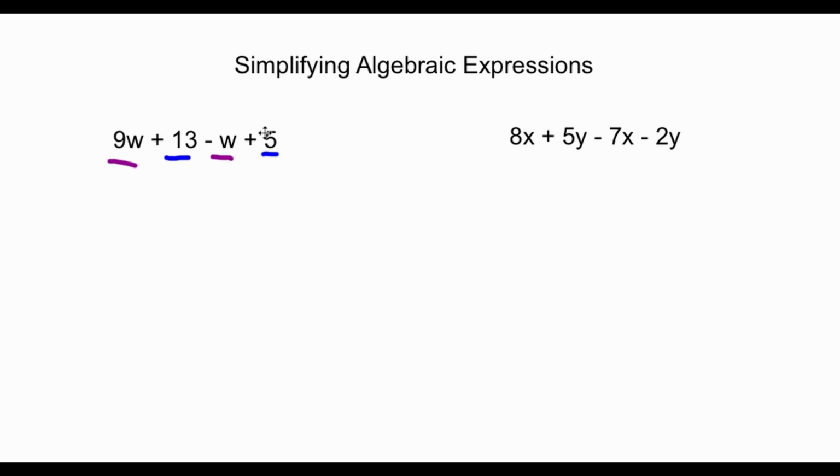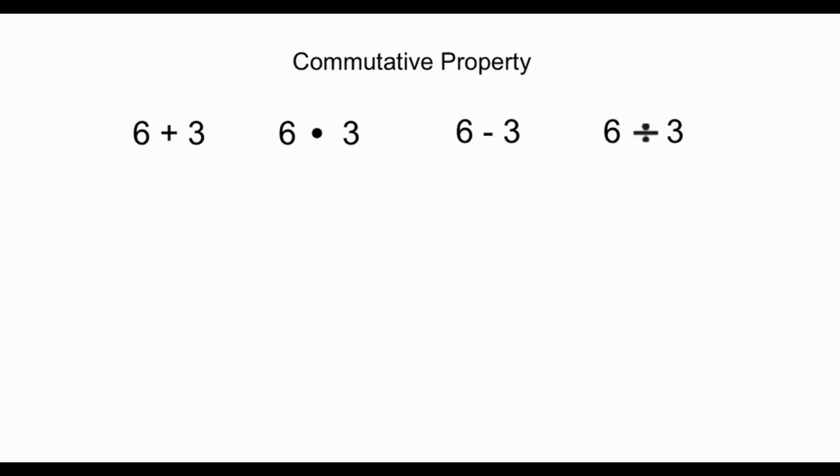So before I show you how to simplify this, I wanted to talk to you a little bit about the commutative property. Simply put, the commutative property allows you to swap the numbers or the terms in an expression. For example, 6 plus 3, if we swap places we get 3 plus 6, and in both cases they are equal to 9.